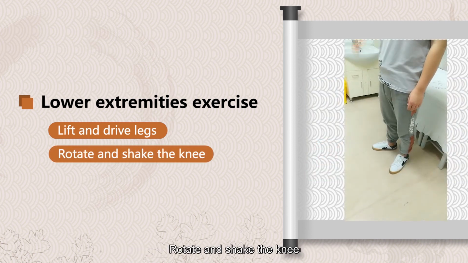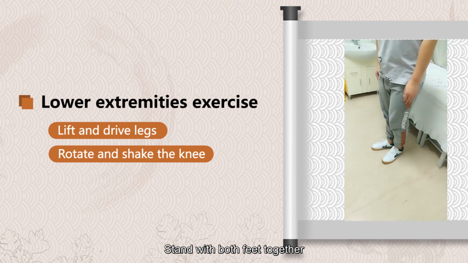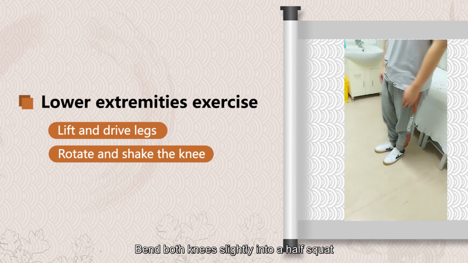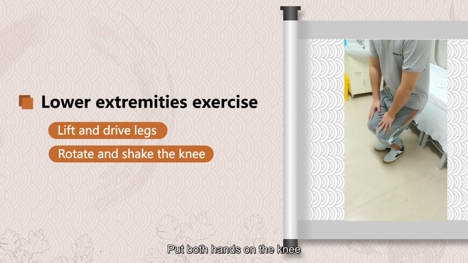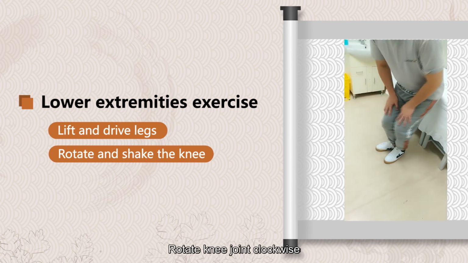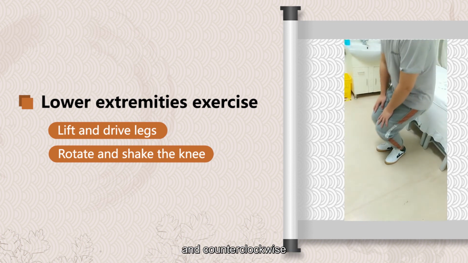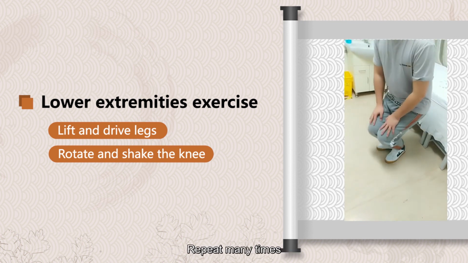Rotate and shake the knee. Stand with both feet together. Bend both knees slightly into a half squat. Put both hands on the knees. Rotate the knee joints clockwise and counterclockwise. Repeat many times.